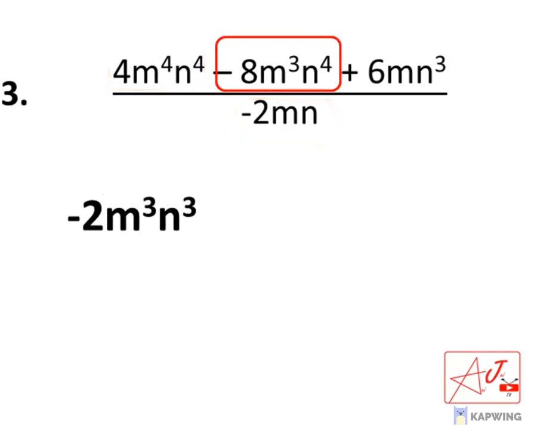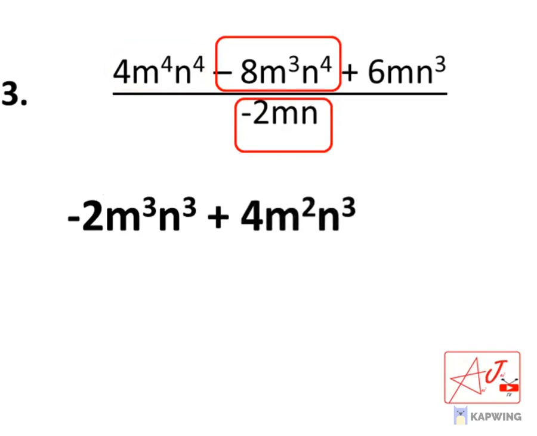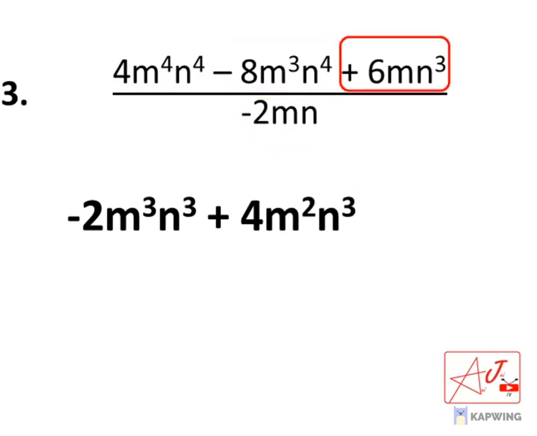So next, si negative 8m cubed n to the fourth naman at saka si negative 2mn. So parehas negative, kaya ang ating second term ay positive. 8 divided by 2 is 4. And then 3 minus 1 ay 2, 4 minus 1 ay 3. So ang ating second term ay 4m squared n cubed. Next, si 6mn cubed naman at si negative 2mn.